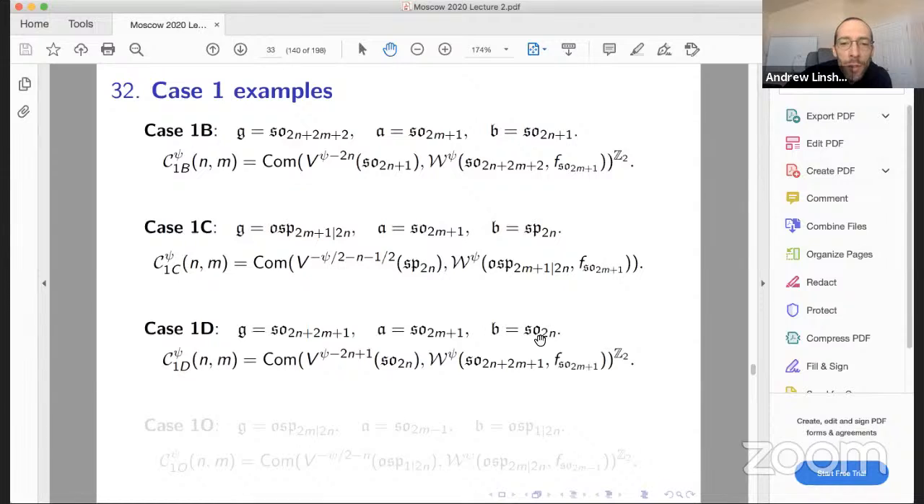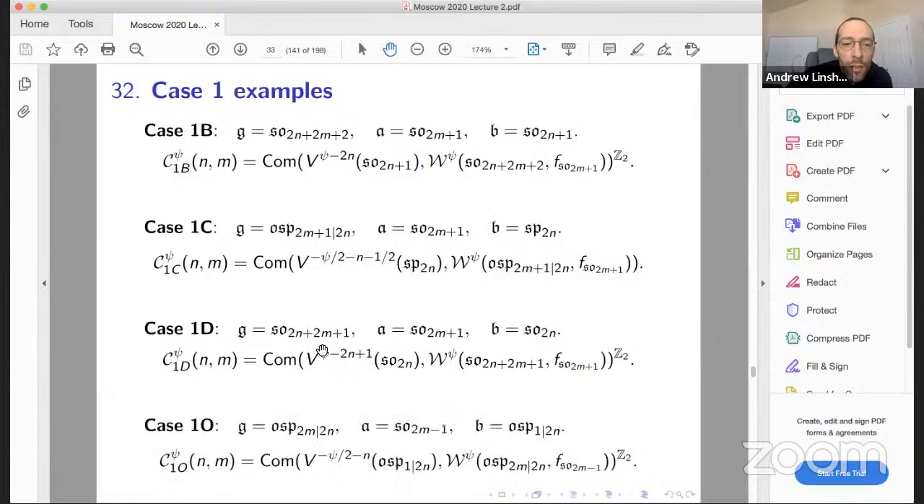1D affine subalgebra is a type D. This is type B, and then G is also type B. And then there's 1O, where the affine subalgebra is an OSP 1,2a. And again, I have to take a Z2 orbifold. Okay, so there are those case 1 examples.